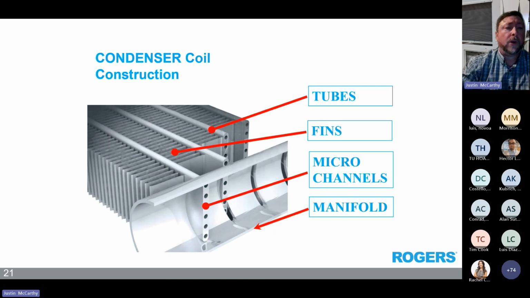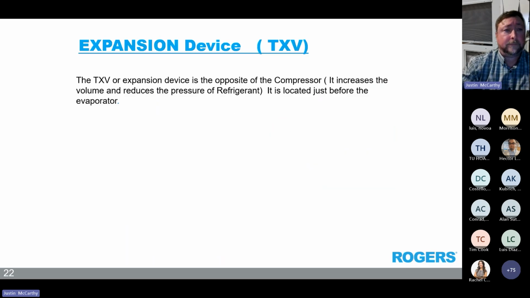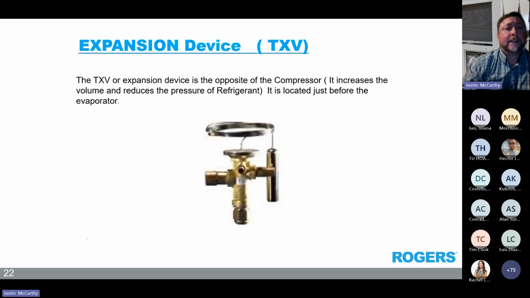A condenser coil would be constructed very similar to what you would see in an automobile radiator. So tubes and fins, getting as much surface area as we can so we can dissipate that heat from the refrigerant and reject the heat from the process. The TXV or expansion device is the opposite of the compressor. It increases the volume and reduces the pressure of refrigerant. It is located just before the evaporator.